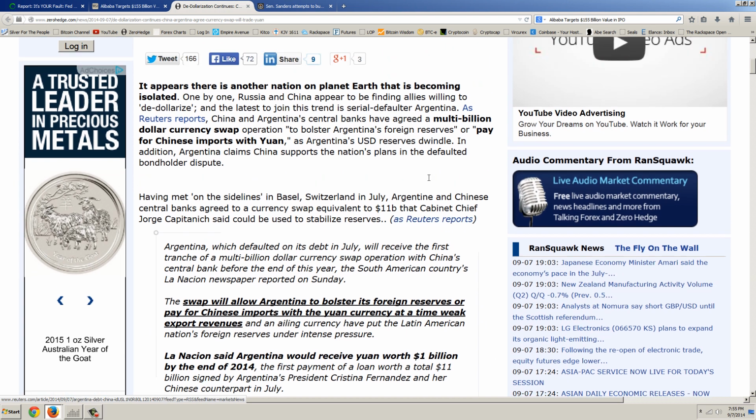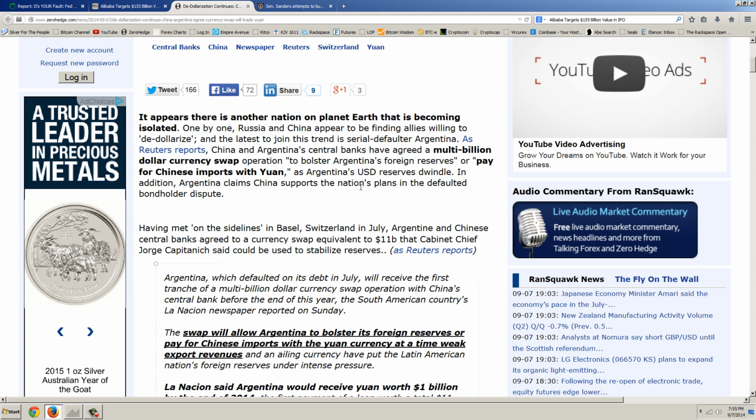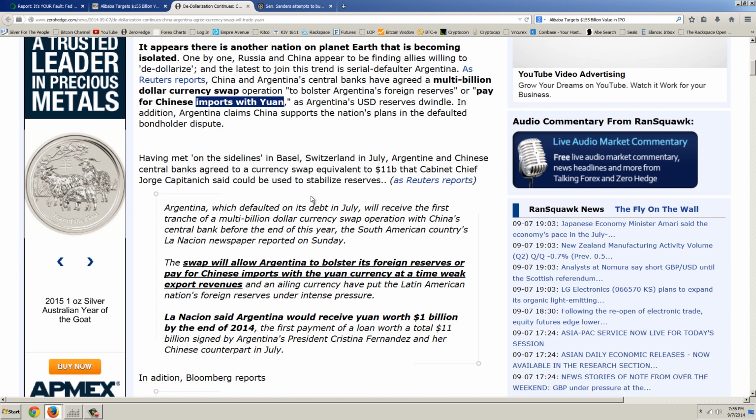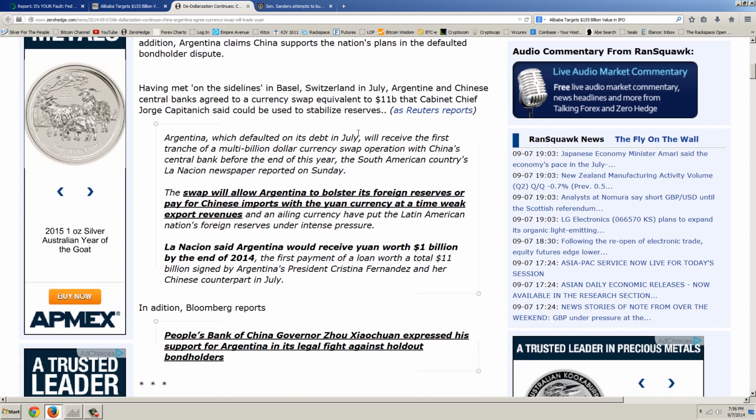Well, here's the reason. It appears there's another nation on planet Earth that is becoming isolated. One by one, Russia and China appear to be finding allies willing to de-dollarize. And the latest to join this trend is serial defaulter Argentina. As Reuters reports, China and Argentina's central banks have agreed a multi-billion-dollar currency swap operation to bolster Argentina's foreign reserves or pay for Chinese imports with yuan. As Argentina's U.S. dollar reserves dwindle, in addition, Argentina claims China supports the nation's plans in the defaulted bondholder dispute.